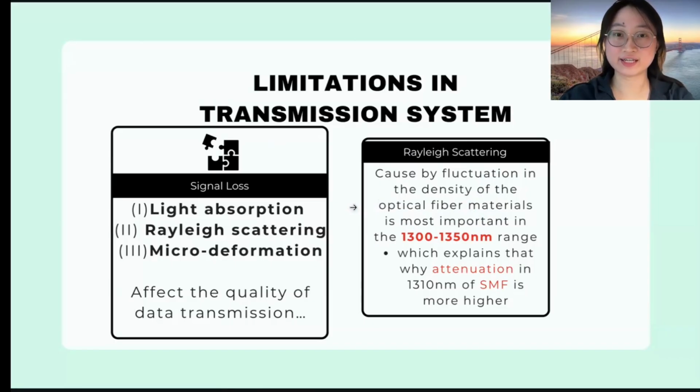Secondly, we're going to discuss the limitations in the transmission system. Signal loss is the main reason for the limitation in this system, including light absorption, Rayleigh scattering, and micro deformation, which affect the quality of data transmission. We will talk about Rayleigh scattering, which is most important in the 1300 range, and that's why we can explain why the attenuation in this range of the single mode fiber is much higher.